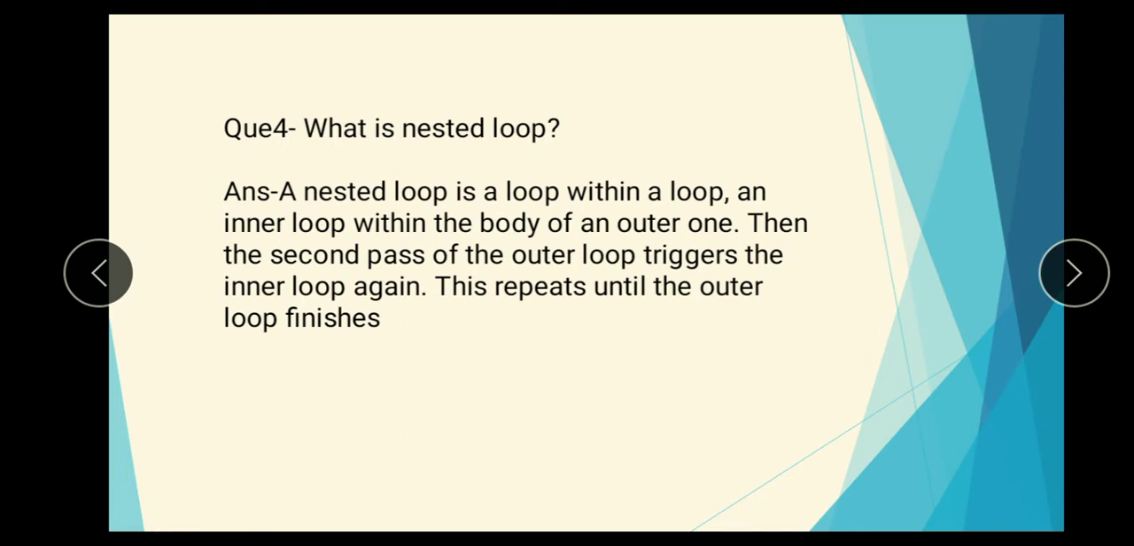Question number 4. What is a nested loop? A nested loop is a loop within a loop, with the inner loop within the body of an outer one. Then the second pass of the outer loop triggers the inner loop again. This repeats until the outer loop is finished. Means one loop inside another loop is called a nested loop.